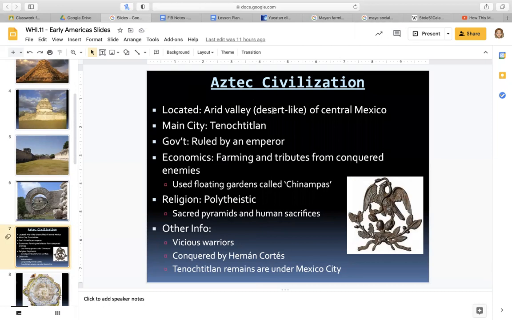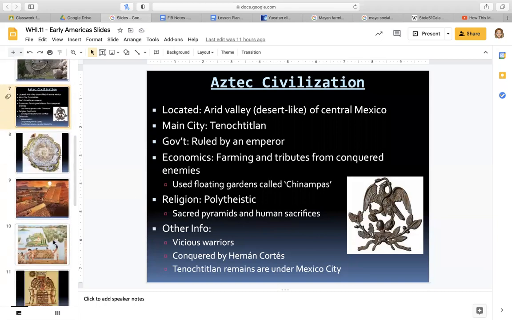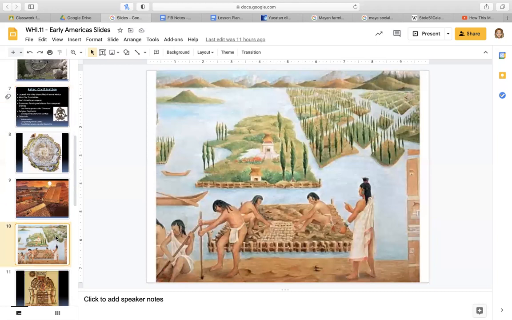But again, they were in the arid, desert-like valley of central Mexico. Their main city was Tenochtitlan. Their government was ruled by an emperor. And as we talked about, their economics was farming and tributes from conquered enemies. So we'll talk about human sacrifices. But their floating gardens, which are also portrayed here, so I didn't need to switch over.